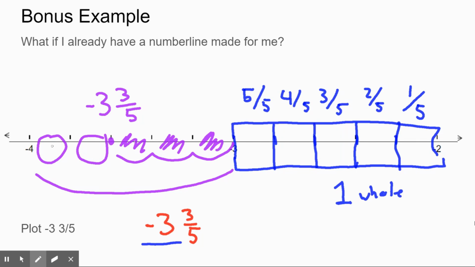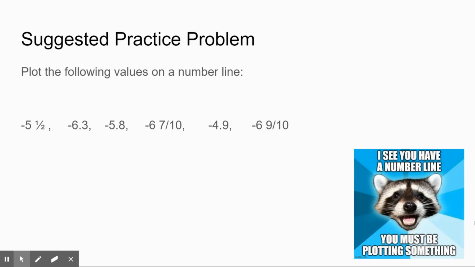Sometimes this is going to be out of fourths, sometimes it's going to be out of thirds, sometimes it's just out of halves. Depends on what the problem is, but hopefully this helps you kind of figure out what you need to do. So why don't you try this now?